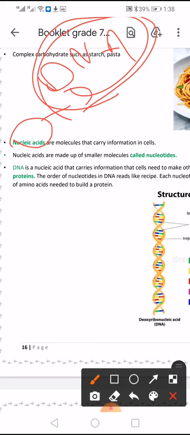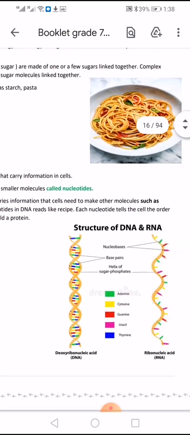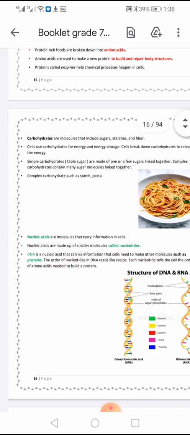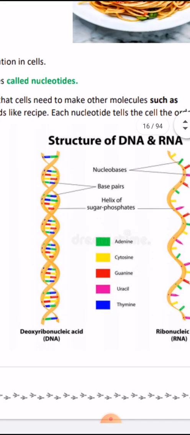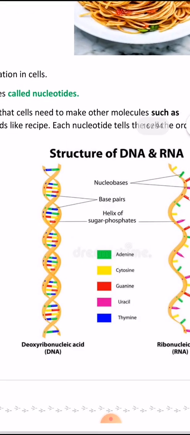So what's meant by DNA? DNA is a nucleic acid that carries information that a cell needs to make other molecules such as protein. The order of nucleotides in DNA reads like a recipe. Each nucleotide tells the cell the order of amino acids needed to build a protein. So, what's meant by DNA? DNA is a nucleic acid that carries information about the cell.